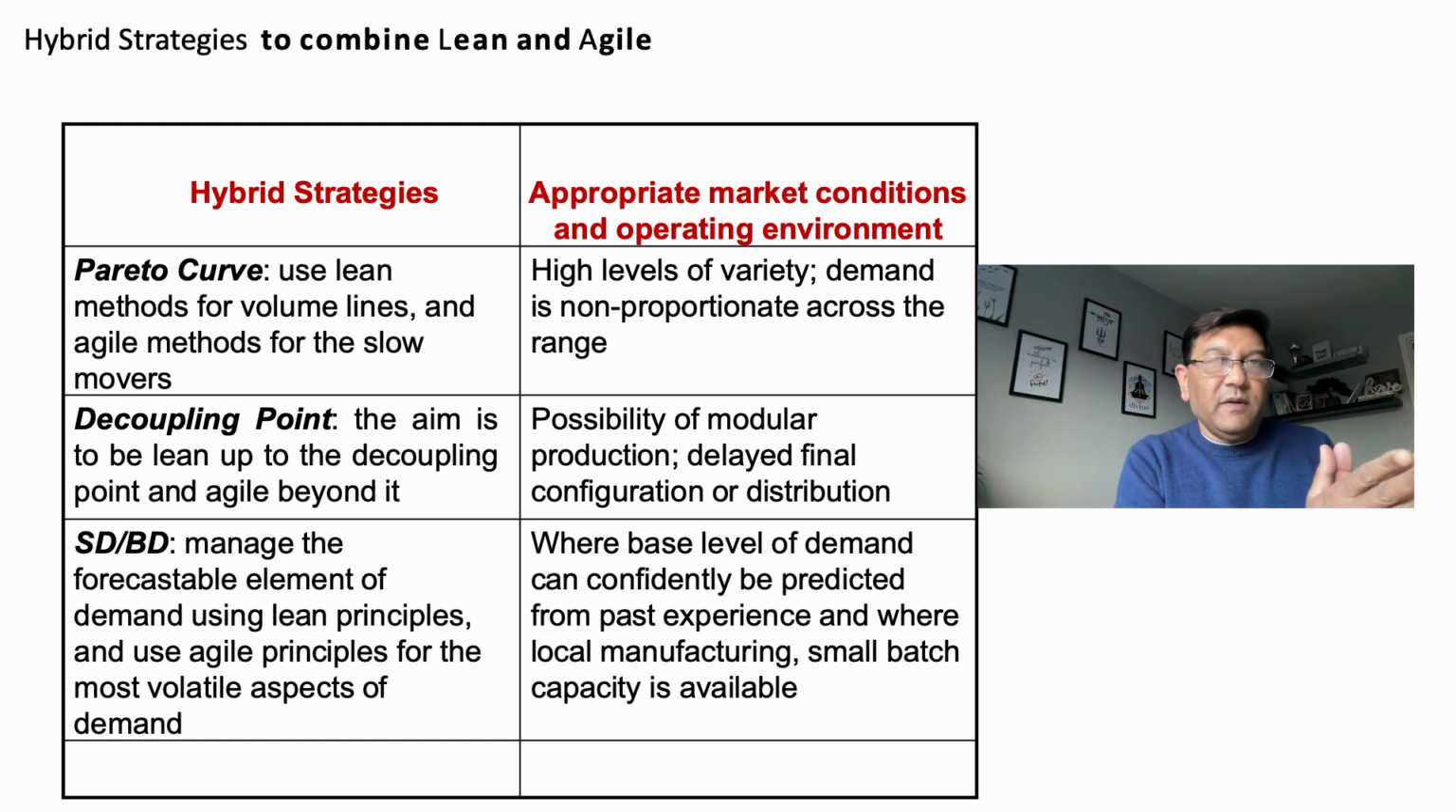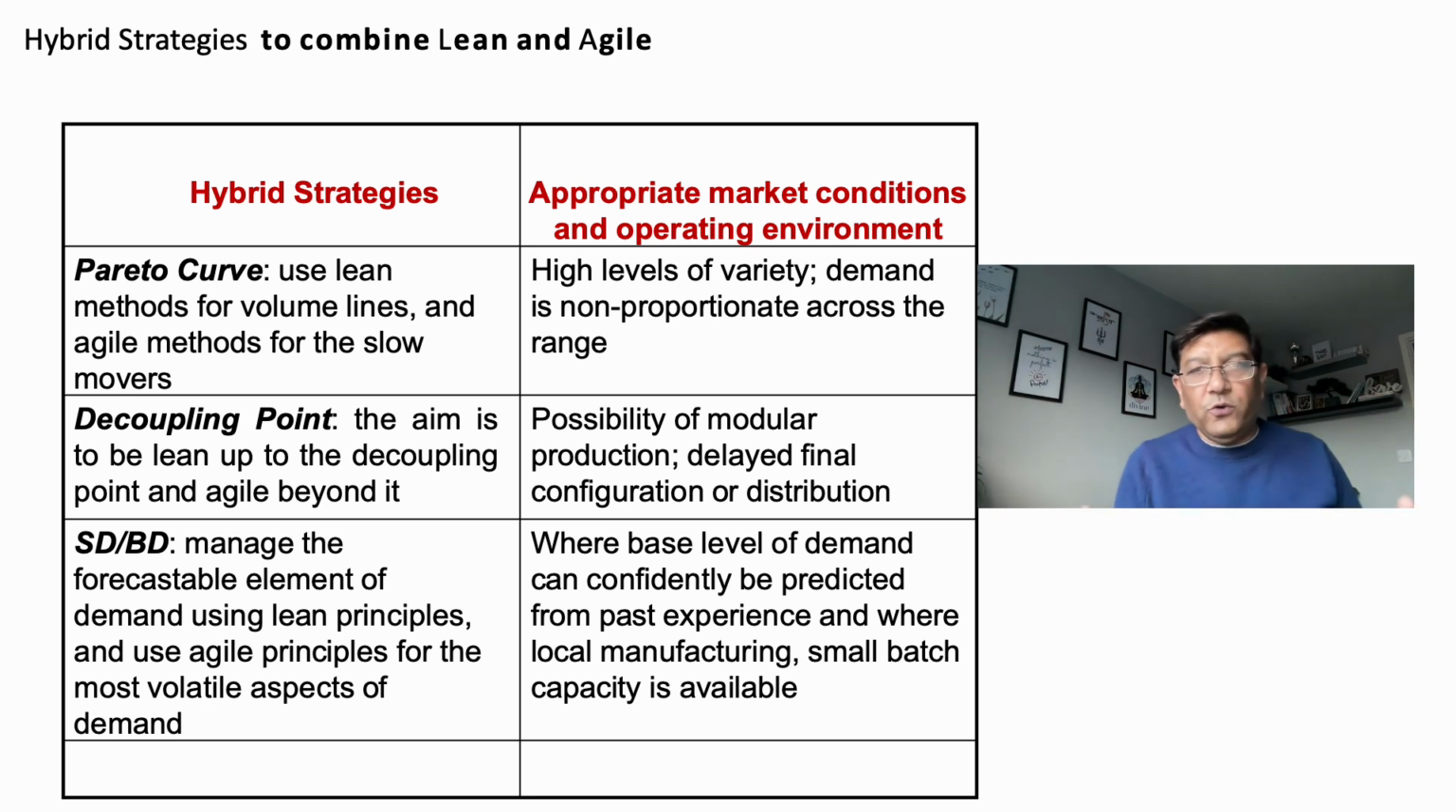Same thing can happen for some of the models. For example, for BMW X1, you can go for Pareto curve. BMW X3, you can go for decoupling, and BMW X5, you can go for Pareto curve and decoupling both, or Pareto curve, decoupling, and base and surge demand. You can also use postponement with Pareto curve, postponement with decoupling, and postponement with surge demand and base demand. So all the strategies could be used as a hybrid strategy.